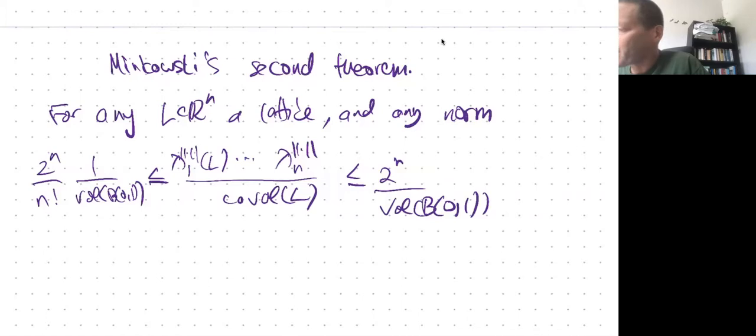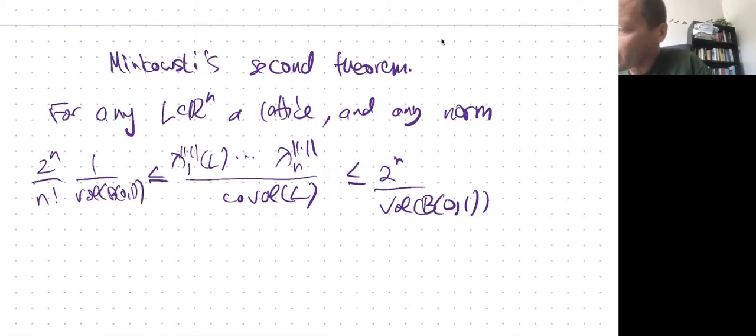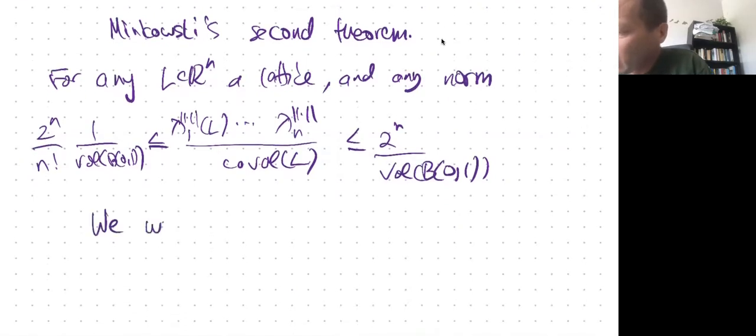So that's the statement, and we're only going to prove this for the Euclidean norm, and we're actually going to prove a statement which is both stronger and weaker. It's stronger in that the constants are better. It's weaker in that we only work with the Euclidean norm.